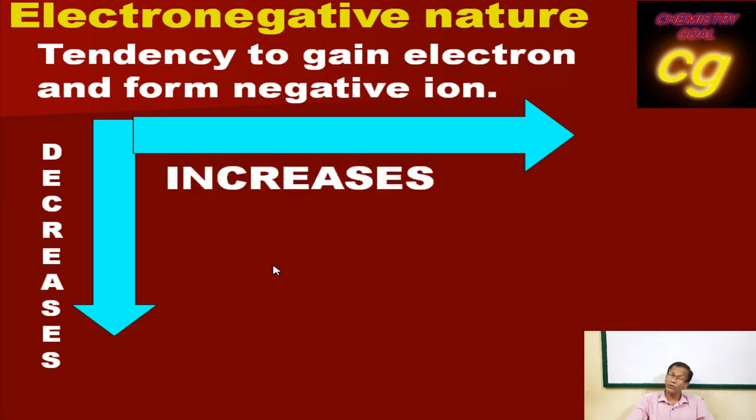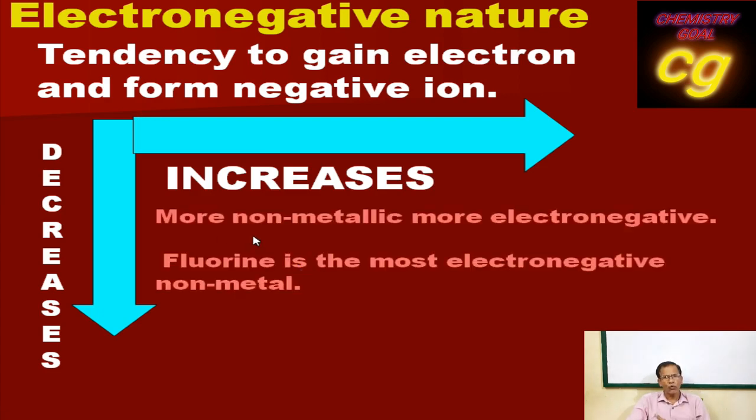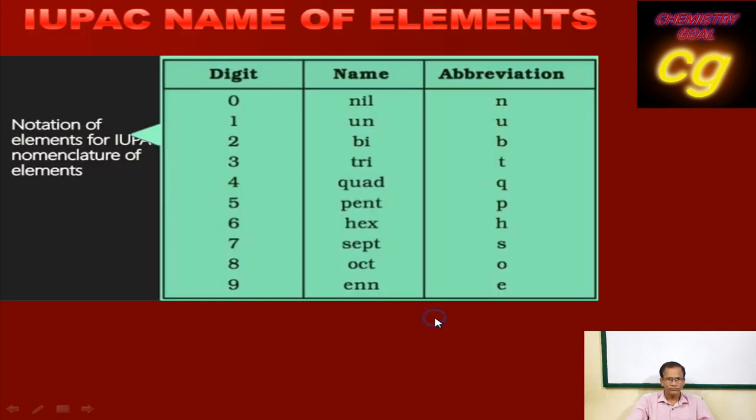So this is a very important comparison, electronegative character. More non-metallic, more electronegative. As we have already discussed, more metallic, more electropositive; more non-metallic, more electronegative. Then which atom is the most electronegative? Fluorine, because it has a high tendency to gain electron, with only one electron shortage to satisfy the noble gas configuration. That's why fluorine is the most electronegative non-metal.